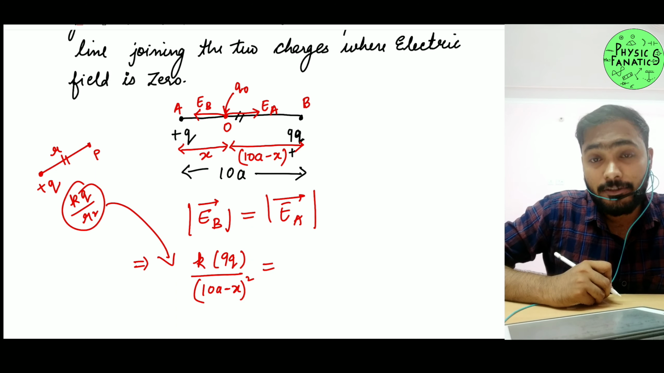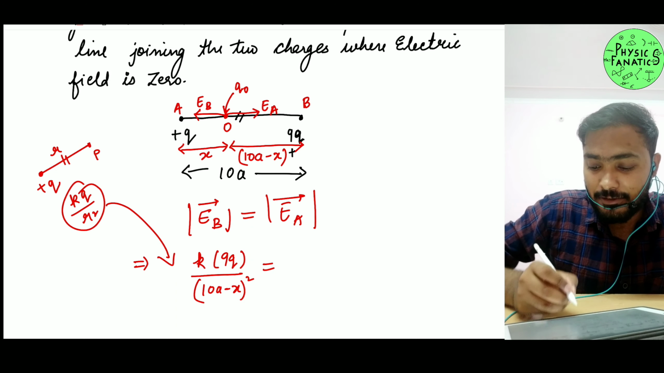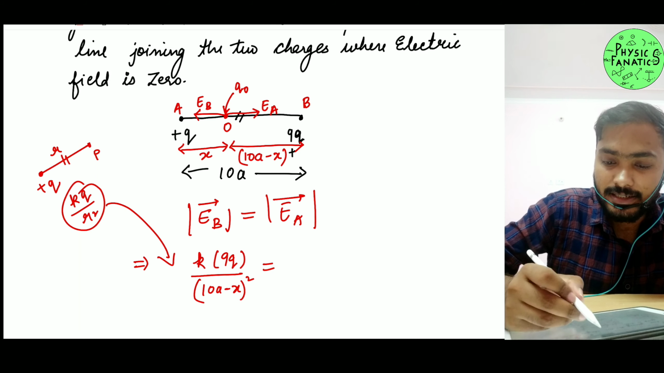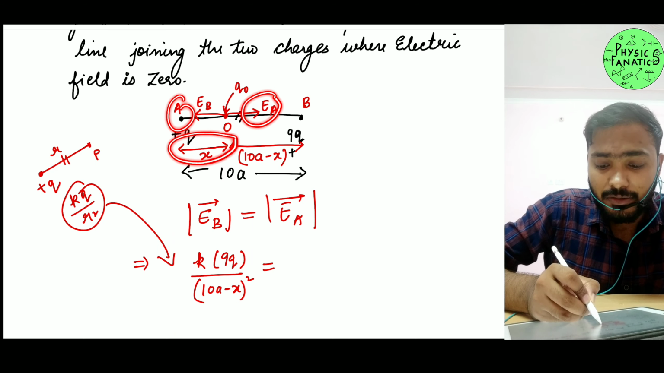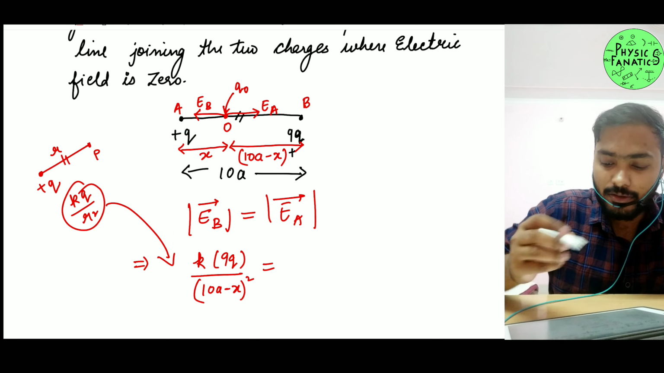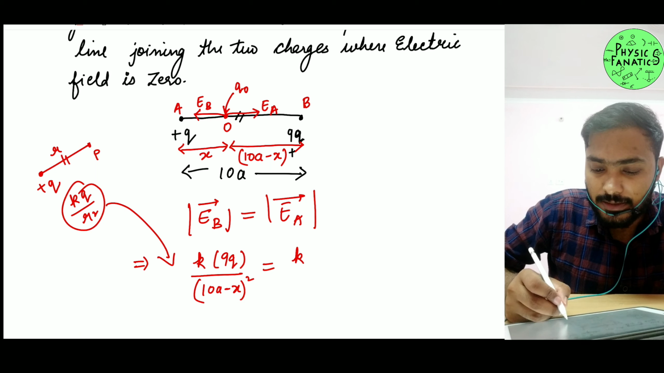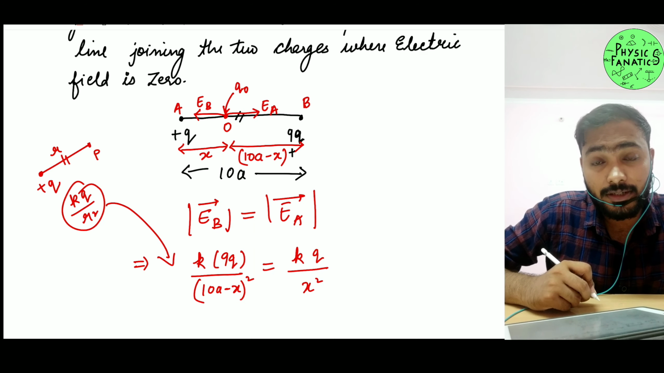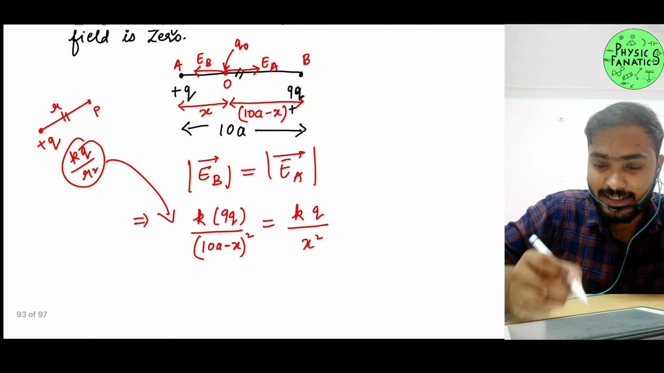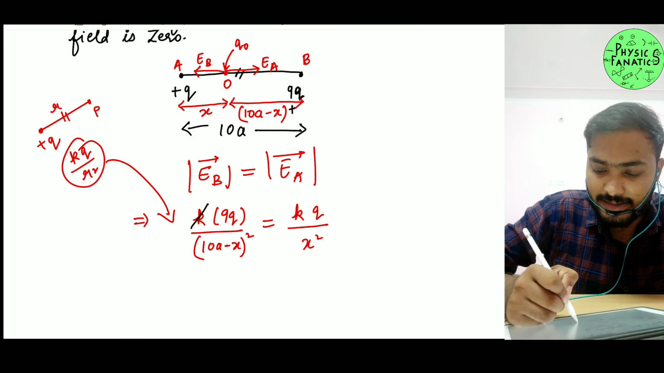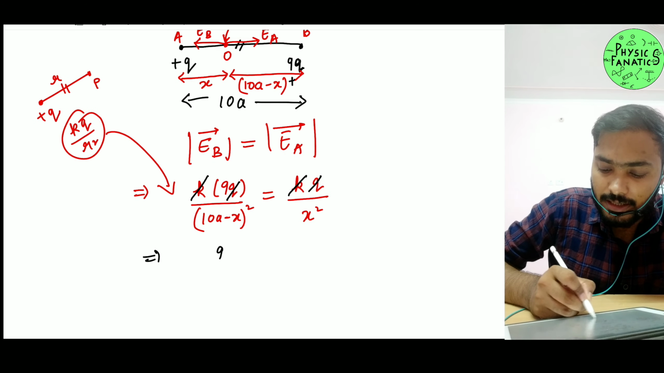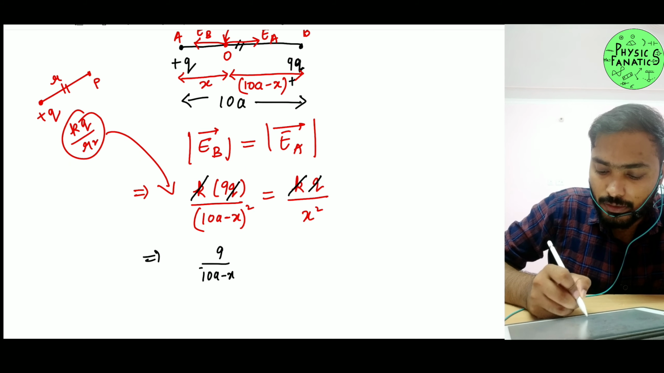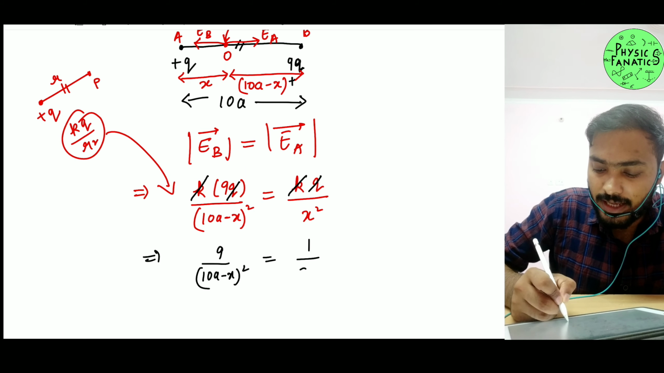I hope you guys can understand that, right? Great. So electric field because of A will be simply given as, so you guys can see, electric field is in that direction and the distance between them is x, right? So I can write it over here. This is k times my plus q charge divided by x whole square, right? I hope that is understandable, right? So I can clearly see the k is cancelled out, q is cancelled out, and we are left with 9 upon 10a minus x whole square is equal to 1 upon x square, right?